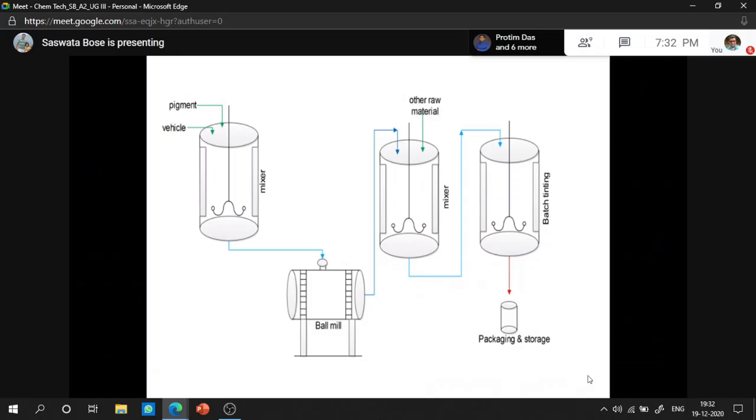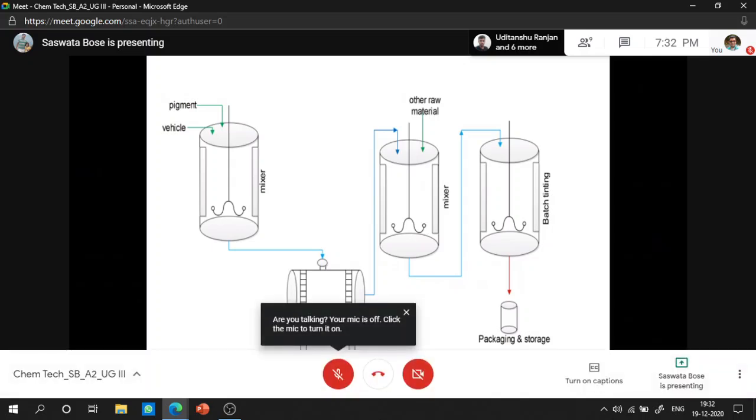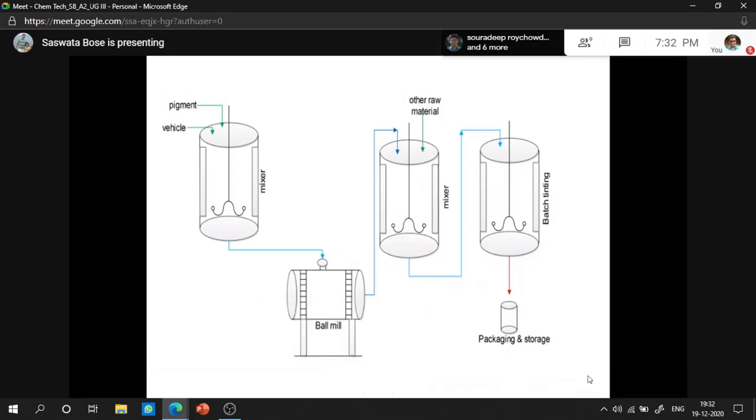This is the schematic or PFD of the paint manufacturing process. It's a pretty simple process to prepare paint and finally for the packaging and storage. So for the basic operation, as you see, just follow these things, follow the image.